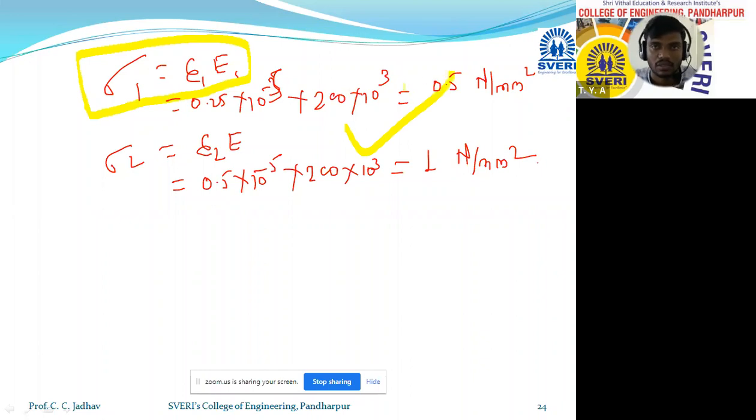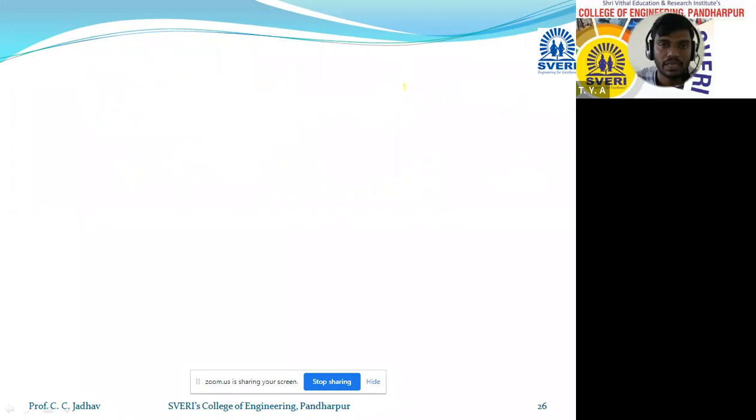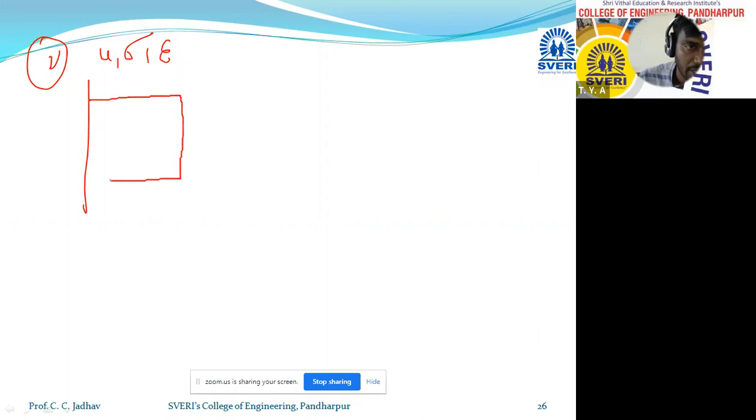Okay, so this way you have to solve the problems. I will again give you one extra problem right now that you have to solve. I will just give values, you have to tell me the answer. Okay, so next, second problem: calculate displacement, stress and strain. The given problem is like that. So this is the problem.